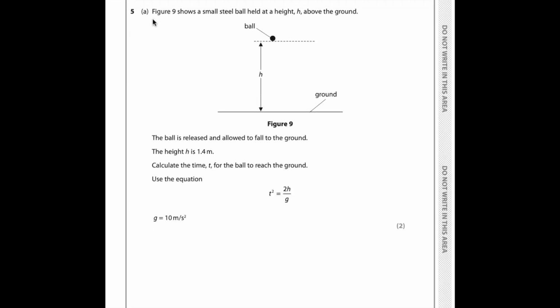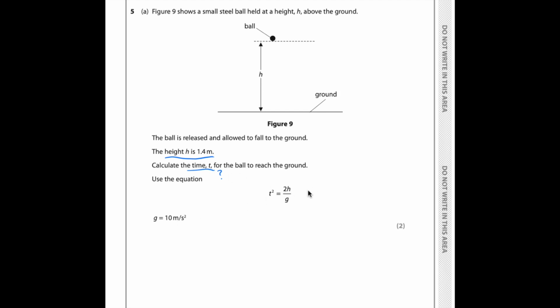5A. Figure 9 shows a small steel ball held at a height h above the ground. The ball is released and allowed to fall to the ground. The height h is 1.4 meters. Calculate the time for the ball to reach the ground, and use the equation. Right, so it's gave us the equation. You're not supposed to know this equation, you're just supposed to be able to use it. So it tells us that gravity is 10.